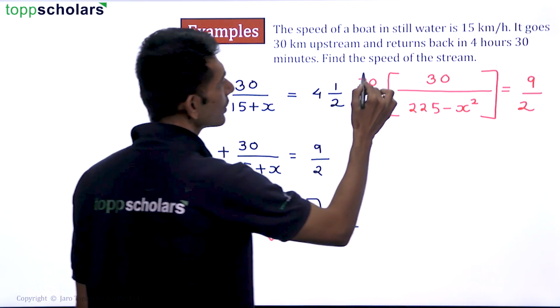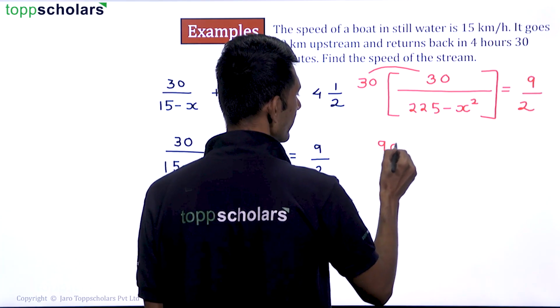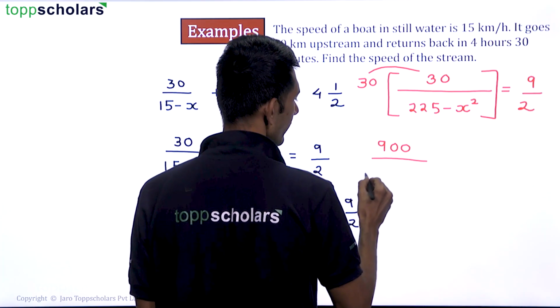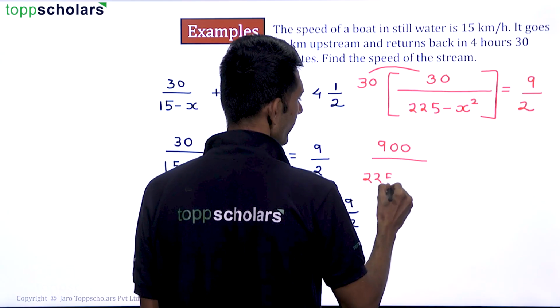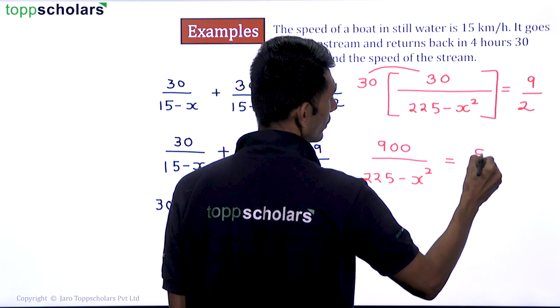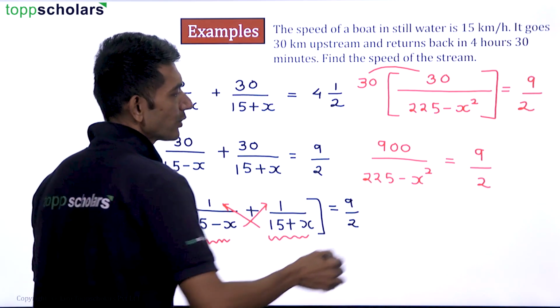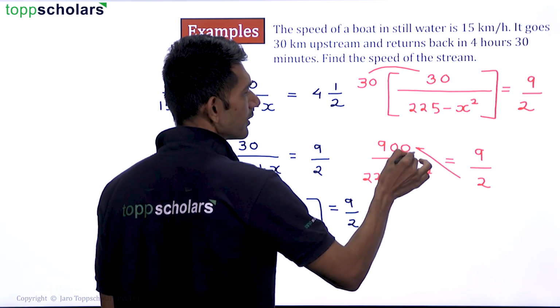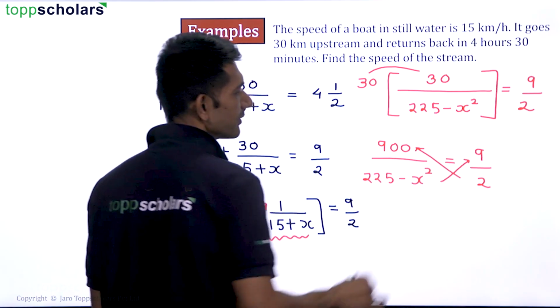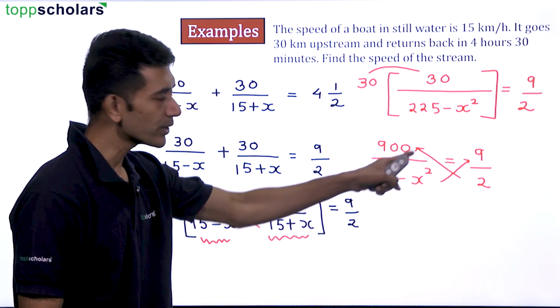Now what is 30 into 30? 30 into 30 is 900. So I get 900 by 225 minus x square is equal to 9 by 2. So I can take 2 here and I can take this here and 9 down. So can I say 900 into 2 divided by 9?